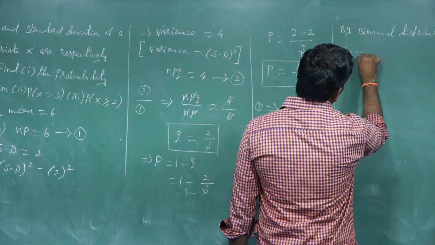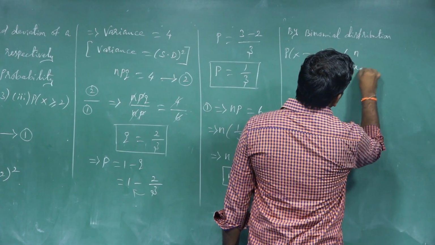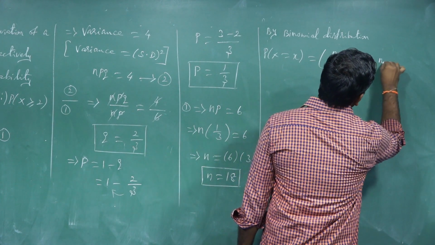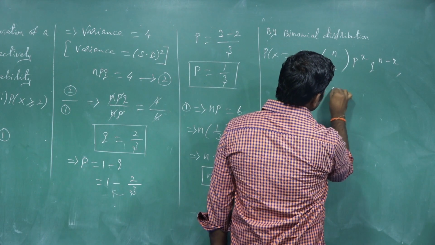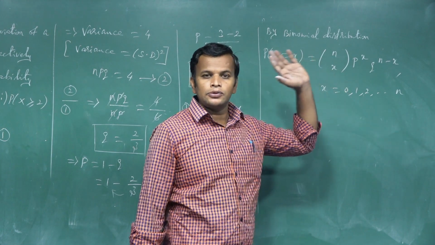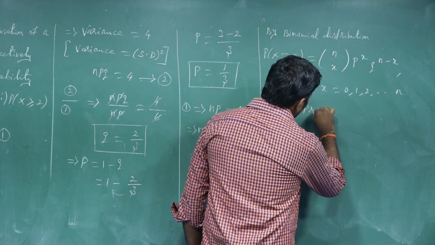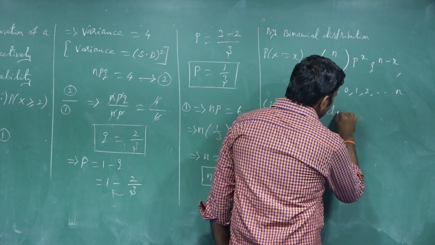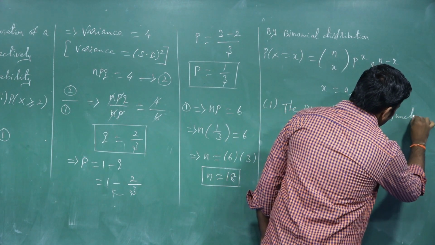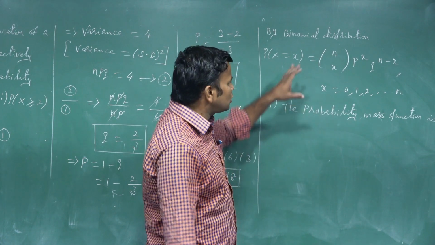The formula is P of capital X is equal to small x, nCx p power x and q power n minus x. The value of x starts from 0, 1, 2, etc., up to n. The first one's answer: the probability mass function is nothing but that one.